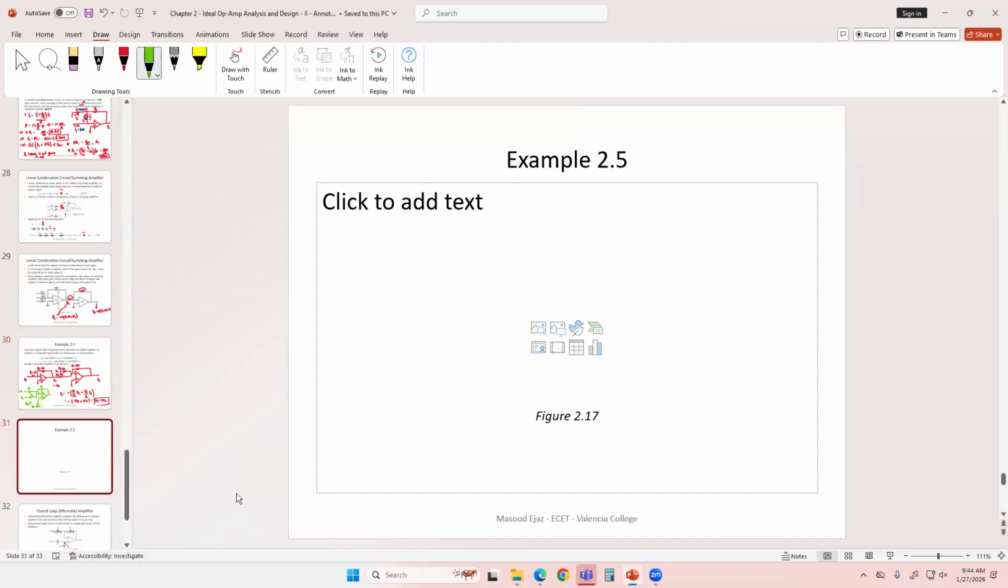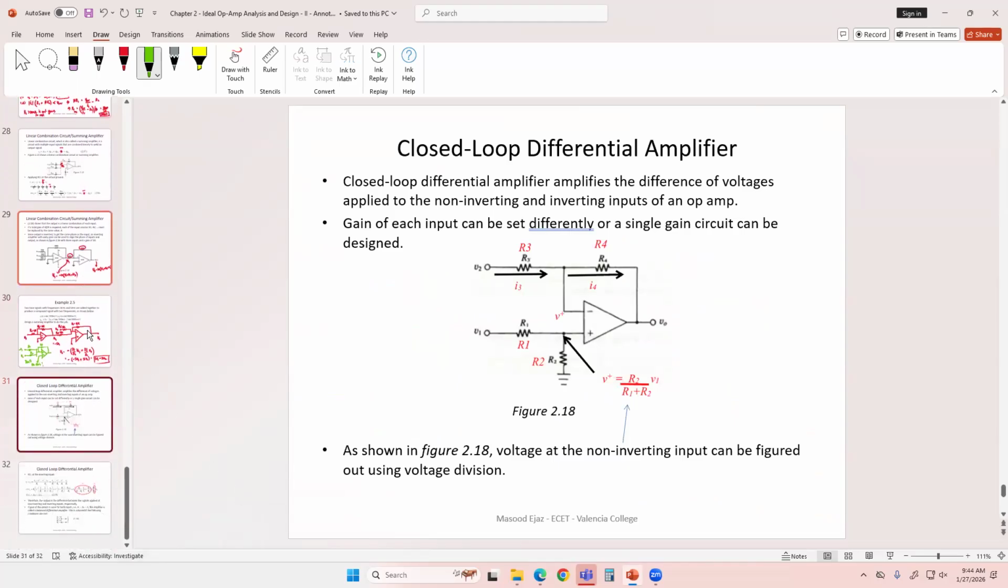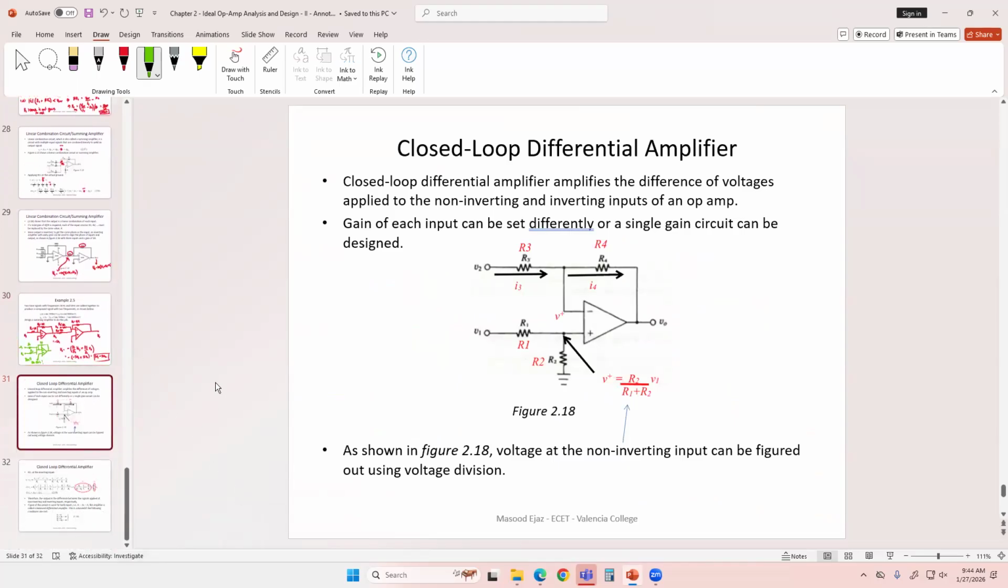All right, so I'll delete this slide since we already drew the circuit. Okay, last circuit of this chapter. We discussed the linear combination circuit or summing amplifier. Now we're going to look at the closed loop differential amplifier.